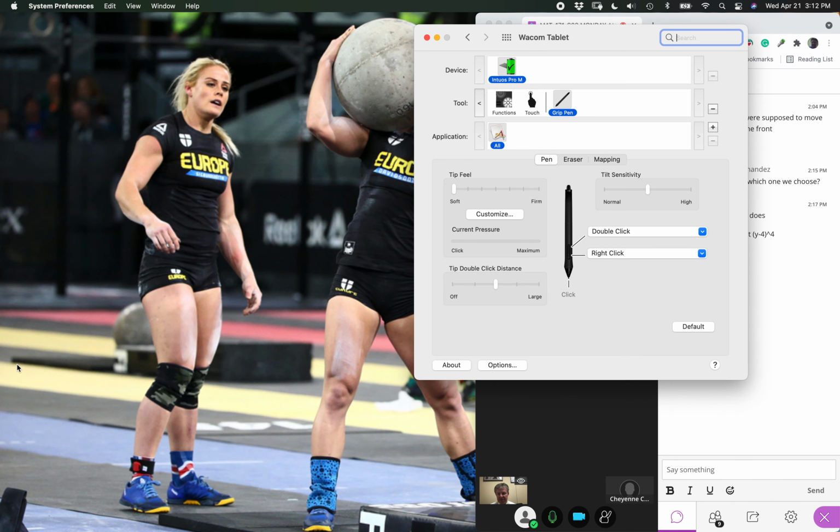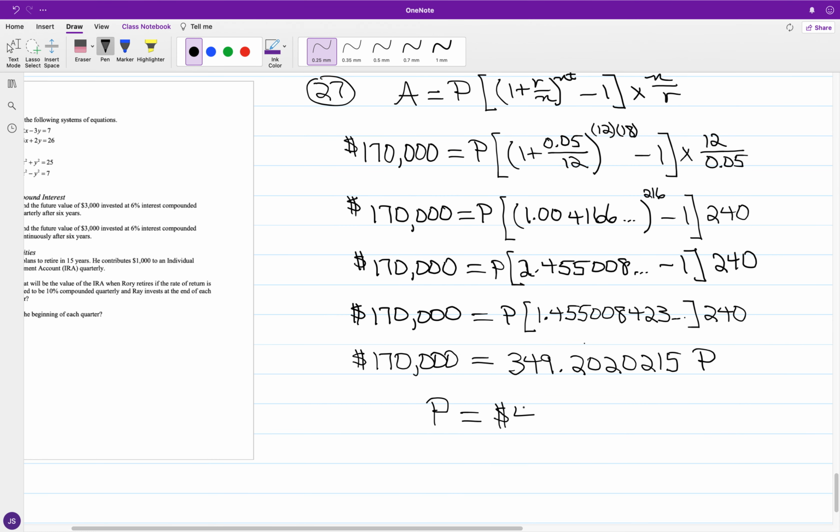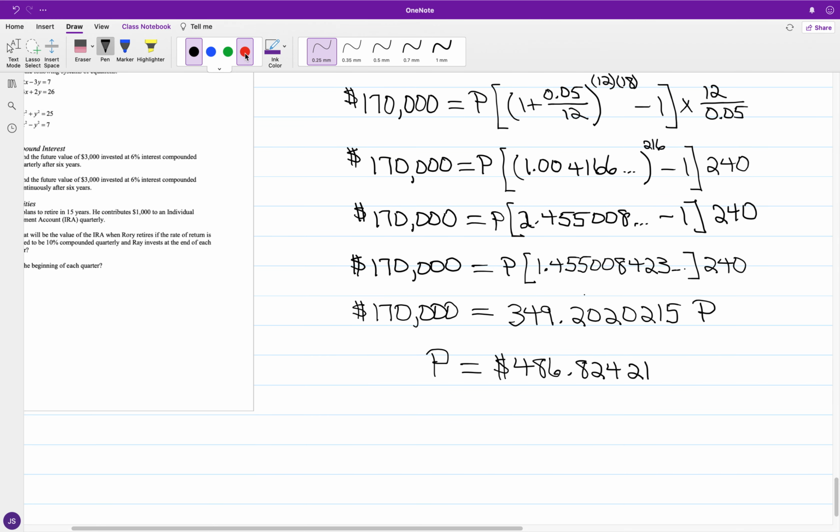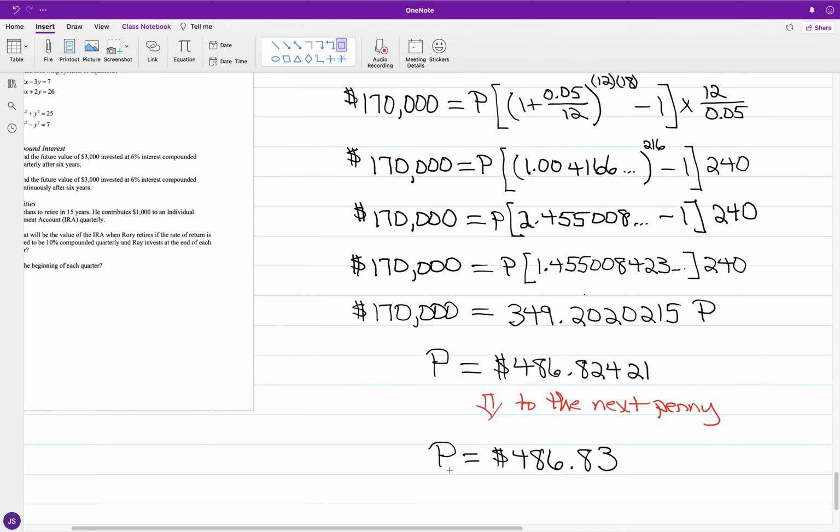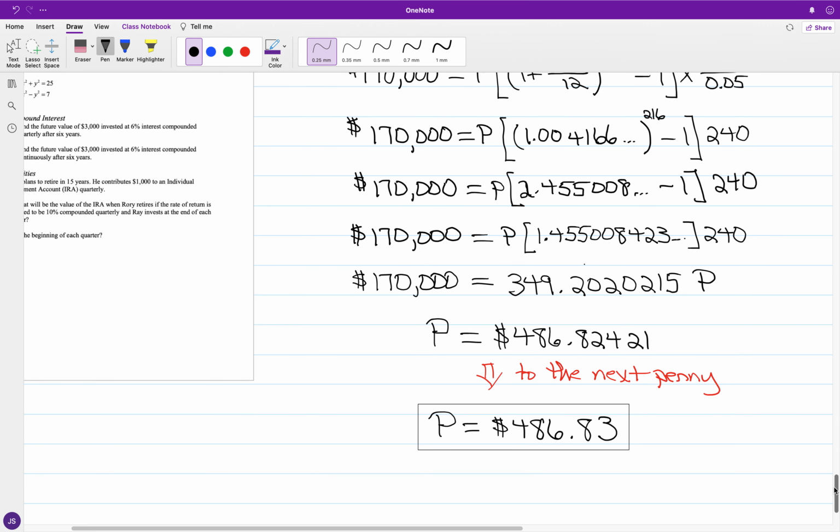right at 486.82421. But again, I'm looking at rounding to the next penny. Okay, and so in this case, to be sure that you're going to have guaranteed at least $170,000, as opposed to $169,999 and change, you're looking at $486.83 per month in order to arrive at $170,000 at the end of the 18-year goal.